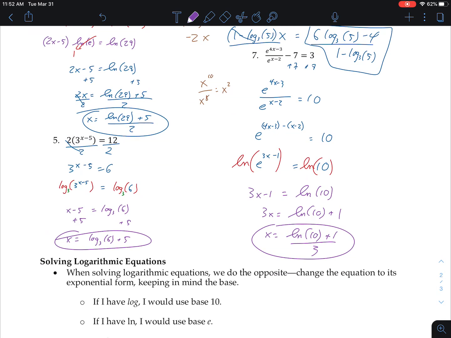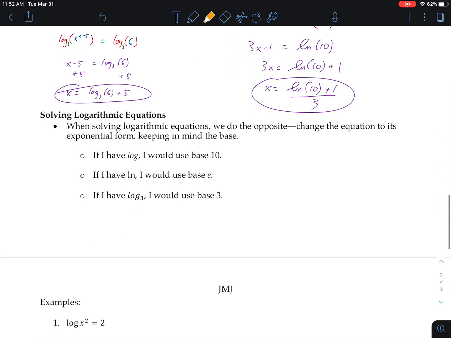Okay? So there's all our work with when we have exponentials. You want to take the log or the natural log of both sides such that the base of your log matches the base of the exponent. And in this case, the ln and the e are the ones that match. When we do it the other way around, we do kind of the opposite, where we change the equation to be the exponential form. We want the bases to match. Regular log is base 10.